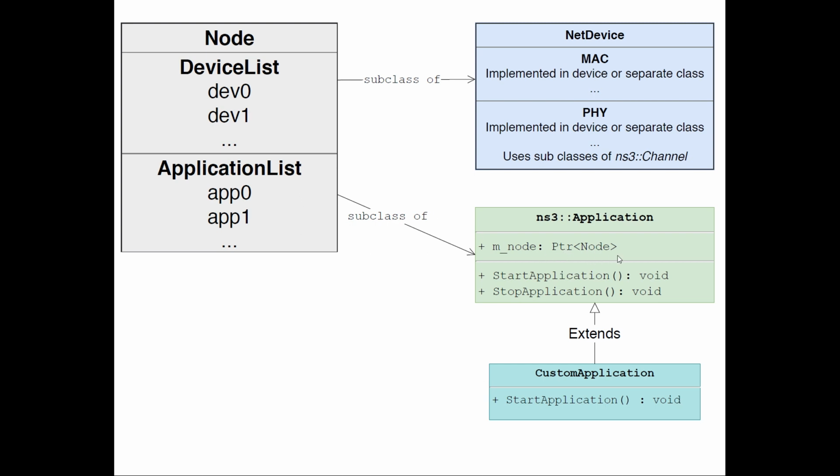And basically, they have access to all the net devices, because an application has a pointer to the node that it is contained within, and from there we can get pointers to all the net devices. So net devices need to implement two basic functionalities: the MAC layer and the physical layer.